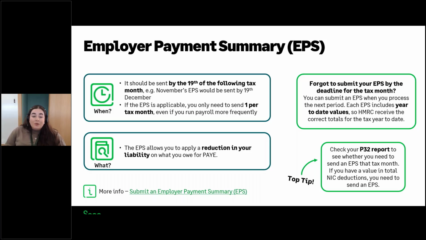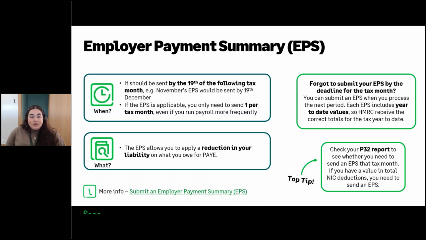And if you're not sure whether you do need to send an EPS, another little top tip is to check your P32 report. If you've got a value in the total NIC deductions line, which is line 16 of the P32, you do need to send an EPS. And this could be made up from things like apprenticeship levy or statutory maternity pay, for example.